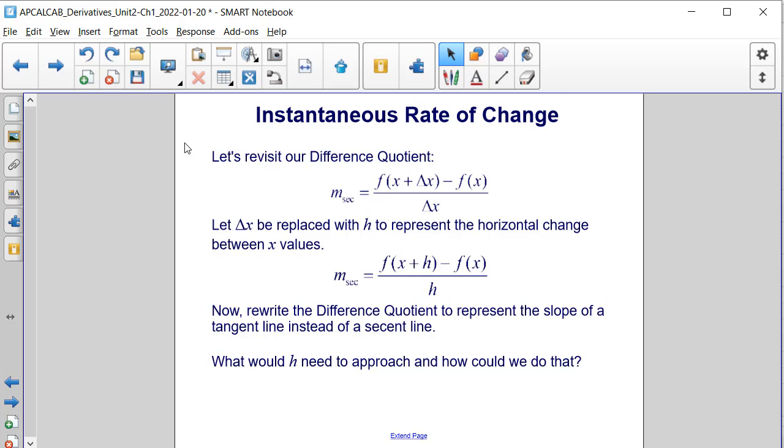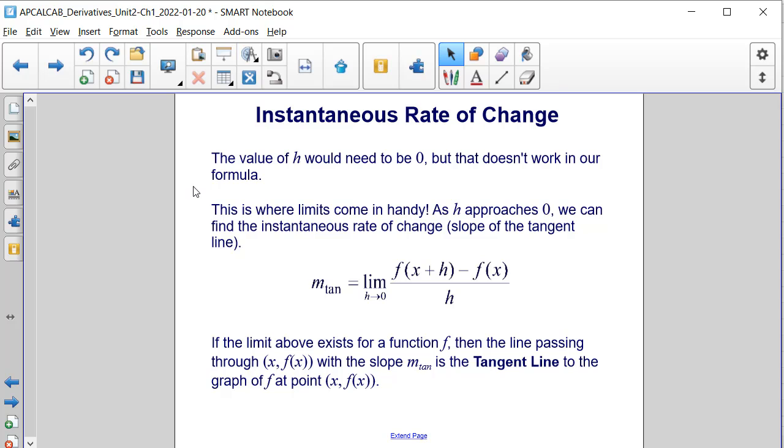Let's revisit our difference quotient. The slope of a secant line is equal to f of x plus delta x minus f of x, all divided by delta x. If we let delta x be replaced with h to represent the horizontal change between the x values, the slope of our secant line becomes f of x plus h minus f of x, all divided by h. Now rewrite the difference quotient to represent the slope of a tangent line instead of a secant line. What would h need to approach, and how could we do that?